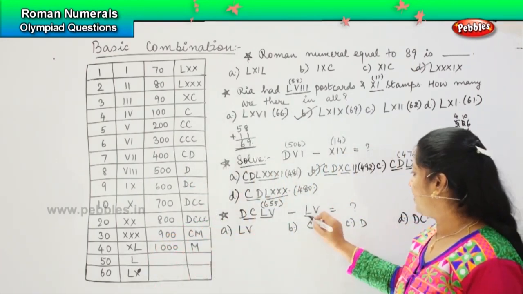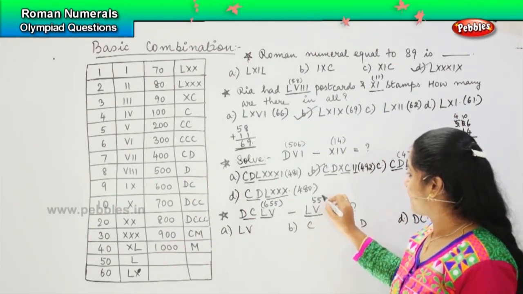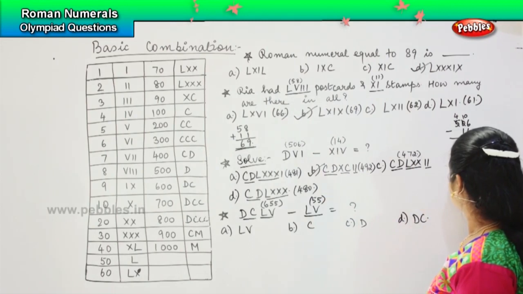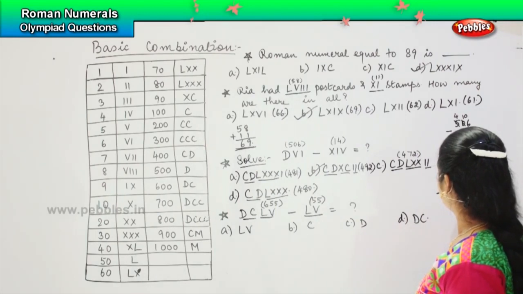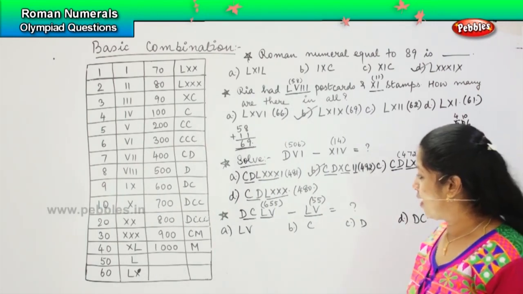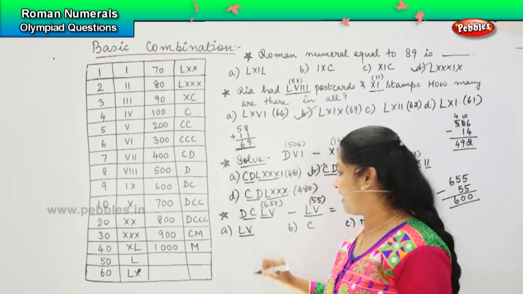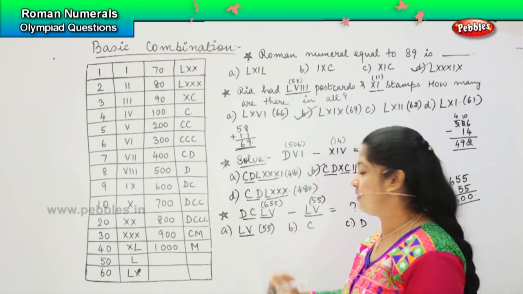Okay, and LV is again 55. So now 655 minus 55 is how much, children? Yes, it is 600. Right. So now let us try to break this. LV. LV is how much? It is 55. Is this the answer?